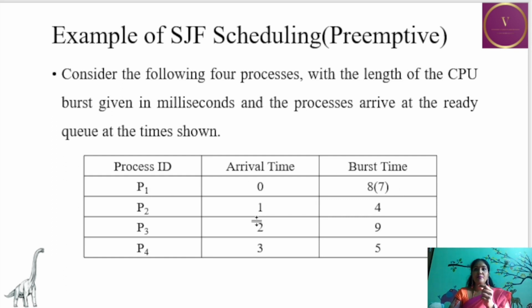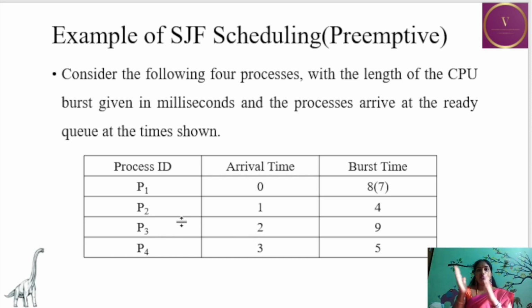After 1 millisecond only, process P2 is coming. So that is the reason I have marked it as 7. So 8 minus 1 is 7. The remaining time P1 requires the CPU is 7 milliseconds. But since higher priority is given to the shortest job, P1 is forcefully taken out of the CPU, and the CPU is given to process P2.